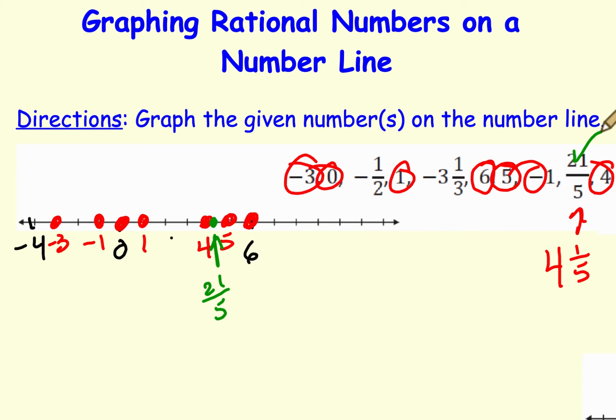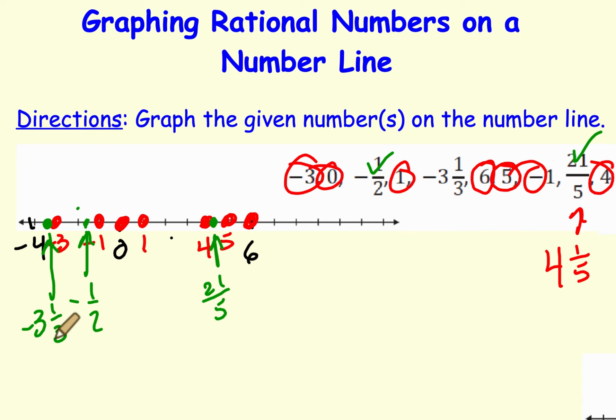So now I'm going to do negative 1/2. Oh, it's pretty easy. It's halfway between negative 1 and negative 2. Negative 2 would be right there. So that means negative half, and again, it's getting a little crowded for me, would be right there. So now negative 3 1/3. Well, it's closer to negative 3 than it is to negative 4, and it's 1/3 of the way, which is approximately right there.